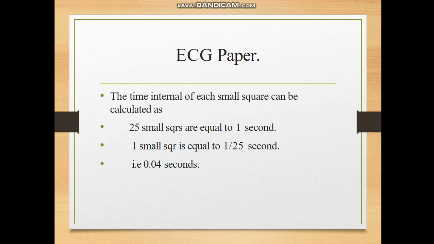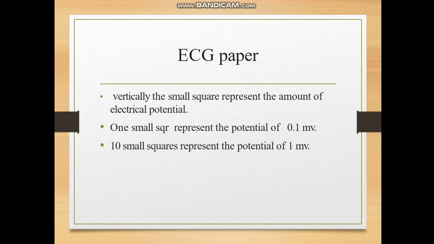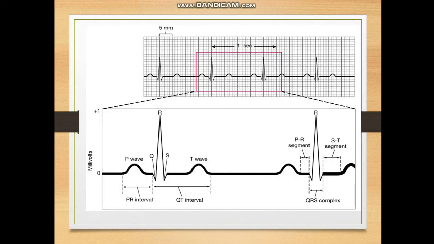The time interval of each small square can be calculated: 25 small squares are equal to 1 second, and one small square is equal to 1 by 25 seconds, that is 0.04 second. On ECG paper, vertically the small square represents the amount of electrical potential. One small square represents the potential of 0.1 millivolt, and 10 small squares represent the potential of 1 millivolt.